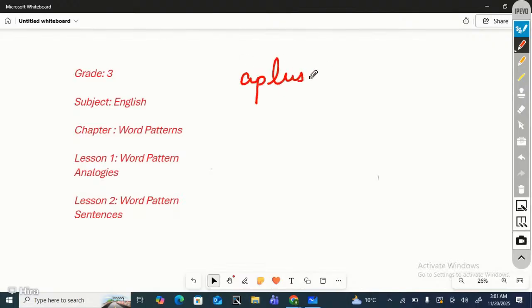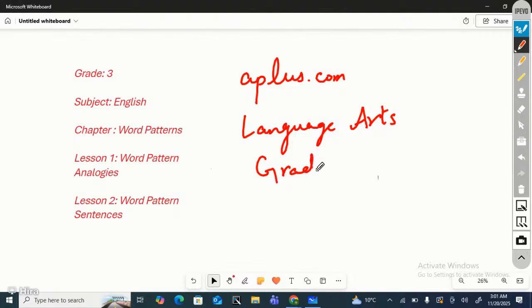Let's log into aplusstudents.com. Use your login details. Then move to the Language Arts section, grade 3. I am going to teach the chapter Word Patterns today.